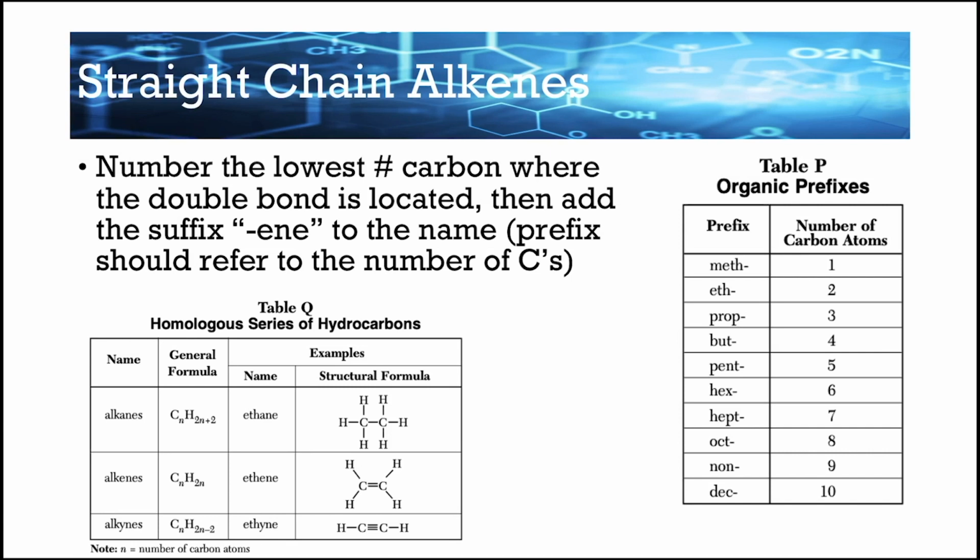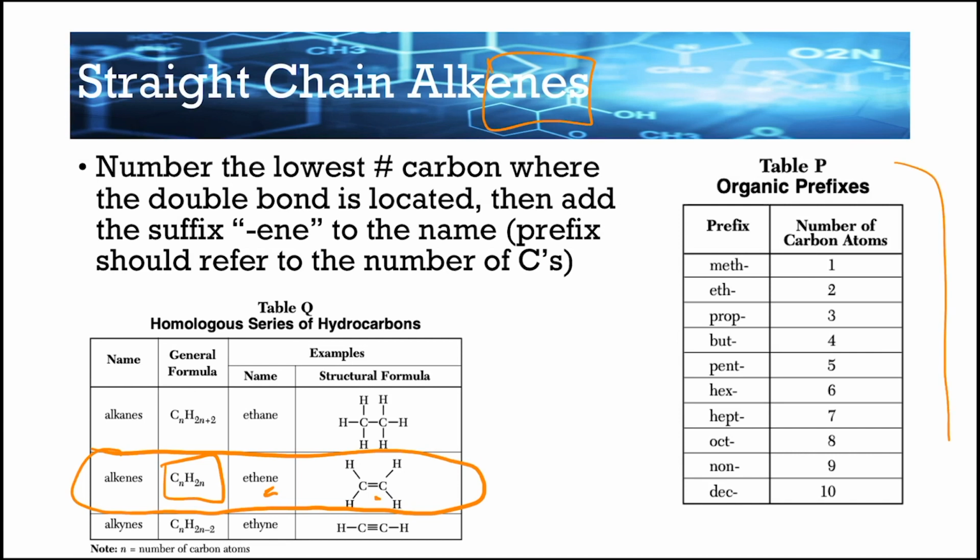Next, we're going to talk about alkenes. Those are things with double bonds. And anything that has the ending E-N-E tells you that it has a double bond. And then we're going to be talking about that section on table Q. So it follows a slightly different general formula and ends in that E-N-E and has that double bond. So we're still going to use table P for the prefix, so the start of the word, to tell you how many carbons are there. But now we're going to add on that E-N-E ending to show that you have a double bond somewhere.